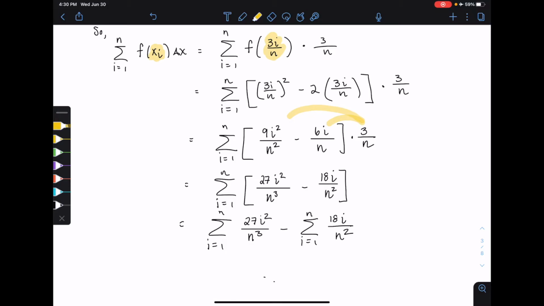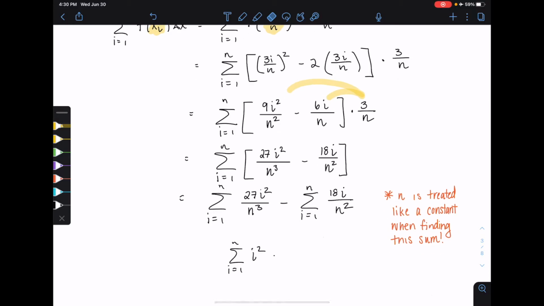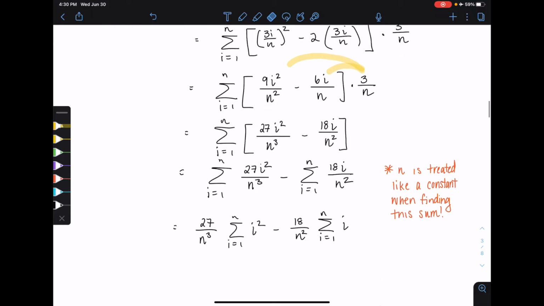And what you can really think is, again, this is i that's changing. So these n's in the 27, the n's in the 18, those are really just constants in terms of this summation. So we can go ahead and pop out that 27 over n cubed. We can pop out the 18 over n squared. And then we're left with the sum from i equals 1 to n of i squared and the sum from i equals 1 to n of i. And these are exactly the formulas that we just went over.